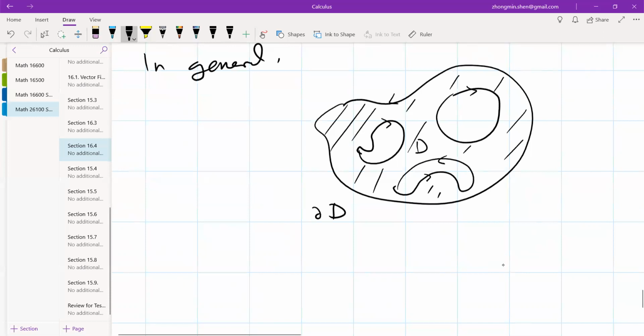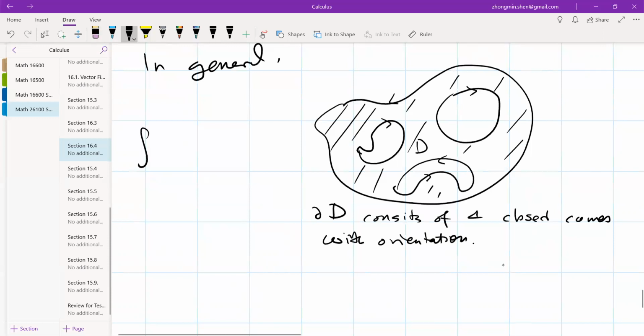The boundary of the domain D consists of how many curves? 1, 2, 3. It consists of 4 closed curves with orientation. The orientation depends. So the most outside one is counterclockwise. Those inside are clockwise. With a certain orientation. Okay, I'm not going to specify that. It's clear, right? Then we have the following theorem.